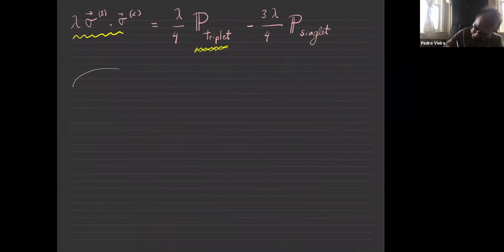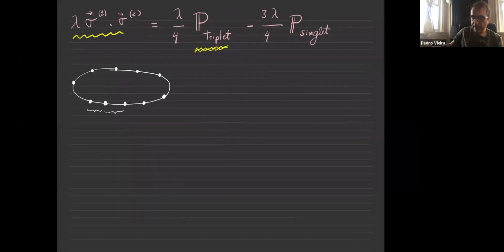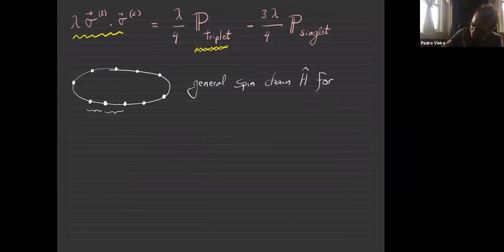And now we can construct a spin chain. We can say I have a chain, which is just a collection of spins, where each spin couples to the two neighboring spins. So there is a coupling between these two spins and between these two spins. And now let's write a general spin chain Hamiltonian for what we call nearest neighbor interaction, when we only interact with the neighbors.